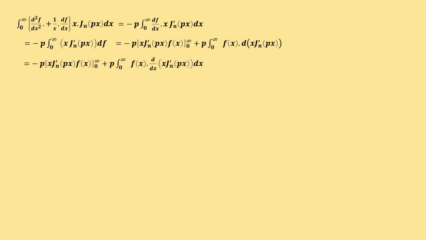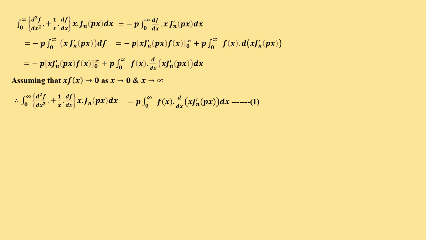d/dx of x Jn'(px) can be written as d/dx of x Jn'(px) into dx, so multiplying by dx and dividing by dx. Assuming that x f(x) tends to 0 as x tends to 0 and as x tends to infinity, therefore integral 0 to infinity of (d²f/dx² + 1/x df/dx) x Jn(px) dx is equal to p times integral 0 to infinity f(x) d/dx of x Jn'(px) dx, because we are assuming x f(x) tends to 0 when x is equal to 0 and x is equal to infinity.